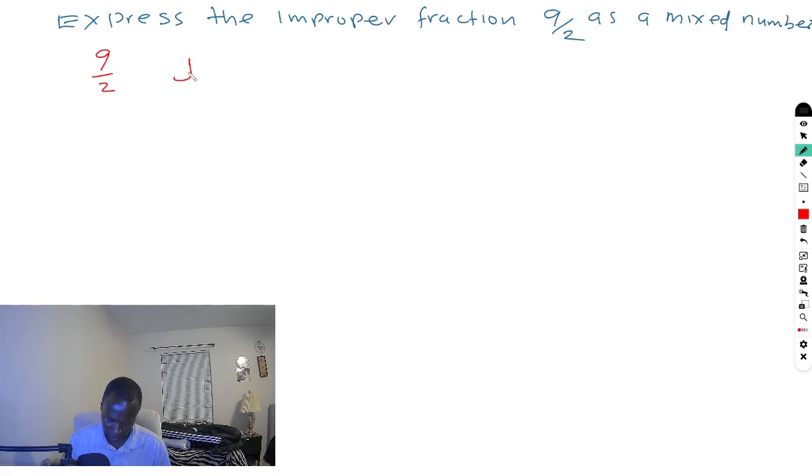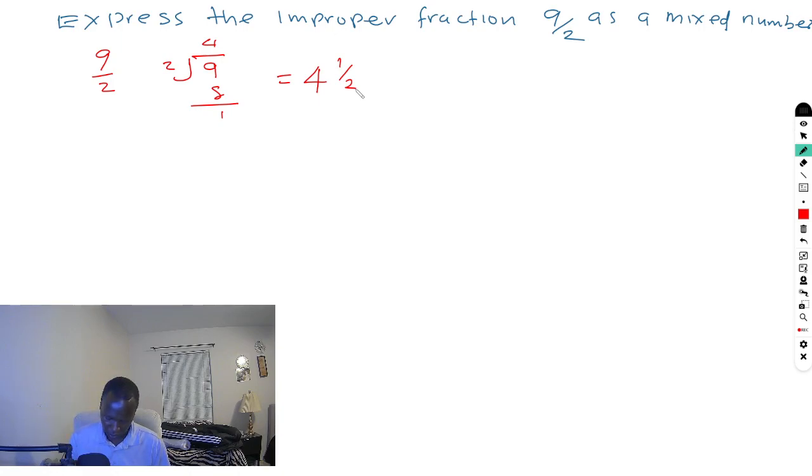It's like saying 9 divided by 2. Okay, so that's equivalent to 9 goes 4 times, because of 8. How many is left? 1. That means it is 4 and a half. Okay, that is a proper fraction.